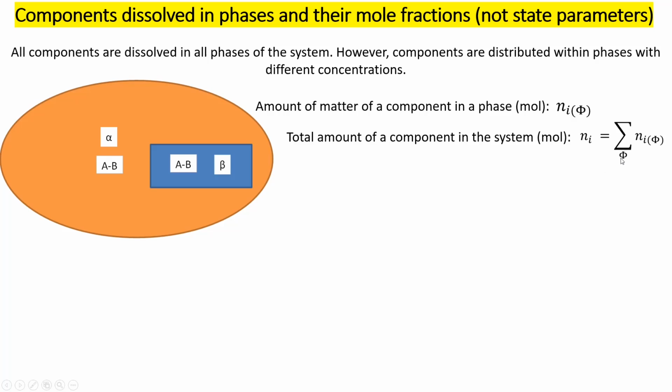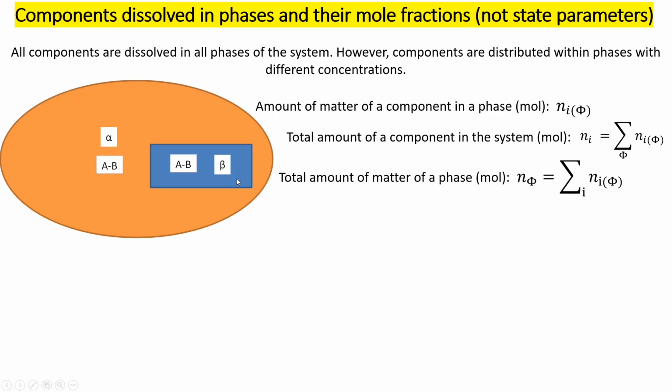First of all, we can sum up according to the phases, and then we get the total amount of matter of component i. For example, if I want to know how much component A we have in the system, then I take the amount of matter of component A in phase alpha plus the amount of the same component A in phase beta, and the sum of the two will give me the total amount of matter of component A in the system. Now, the second way, I can sum up also according to the components, and then I will get the amount of matter in that phase.